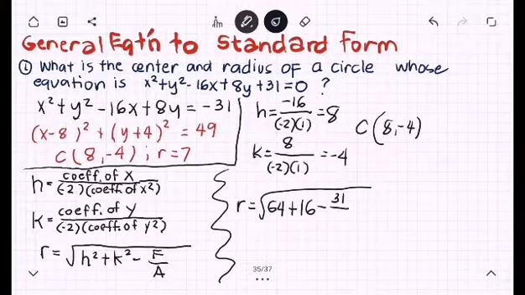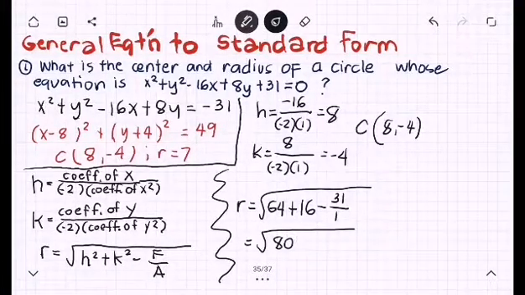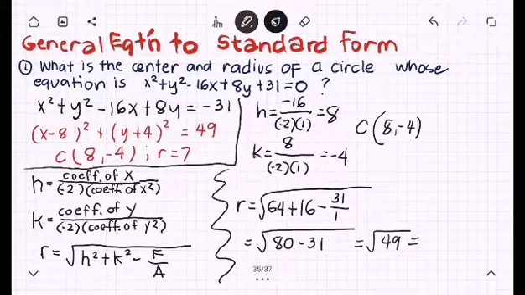a. So, ano naman yung a? Yung a, yun yung coefficient ng x square. So, ibig sabihin, ito 1 din. Simplify nyo lang. So, we have 64 plus 16, we have 80. So, negative 31 over 1, so that is still negative 31. Simplify pa natin, so this is 49. Square root ng 49 is 7. So, ibig sabihin, ang radius natin is 7 units.